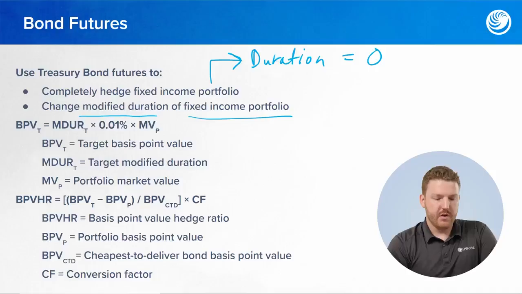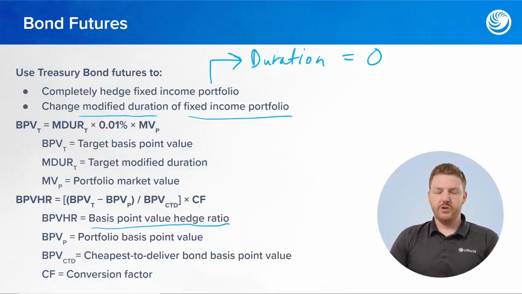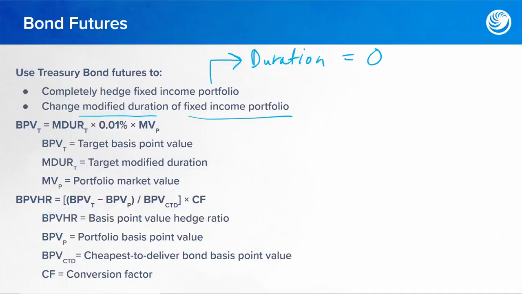Now we can go look down here, and this formula tells us the BPVHR, which is the basis point value hedge ratio. A much easier way to think about this is that really this is just the number of futures that we either need to buy or sell to get to the target basis point value or the target duration that we want. So now if we see what this is equal to, we'll see right here is this BPVT, which is just what came from that formula up there, minus the basis point value of our portfolio.